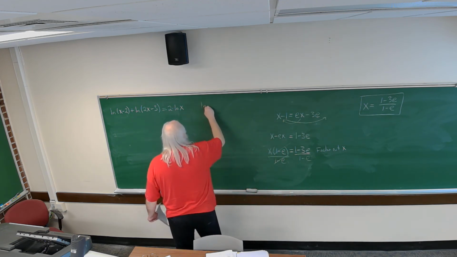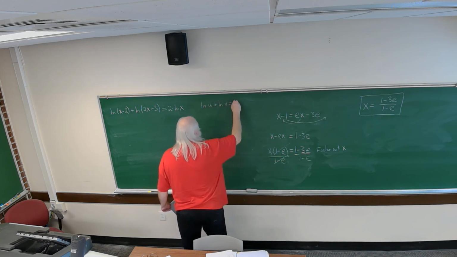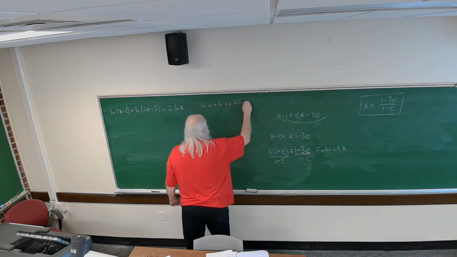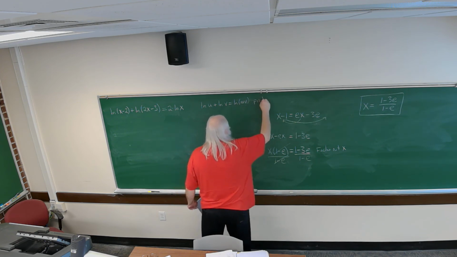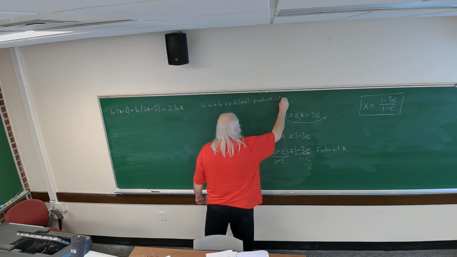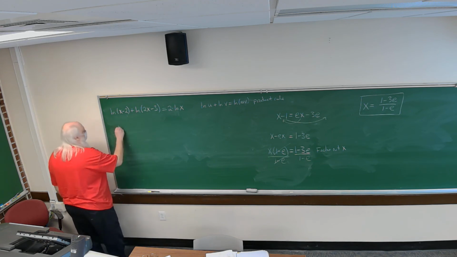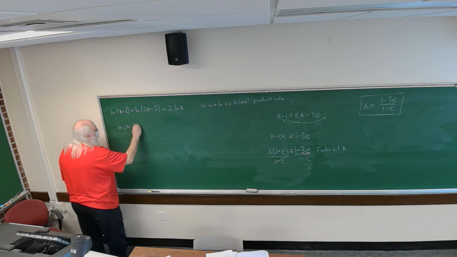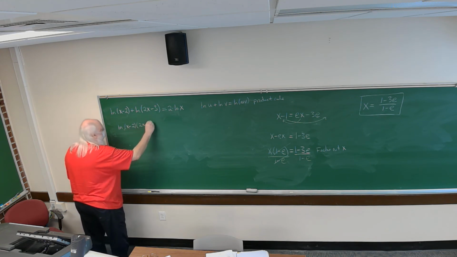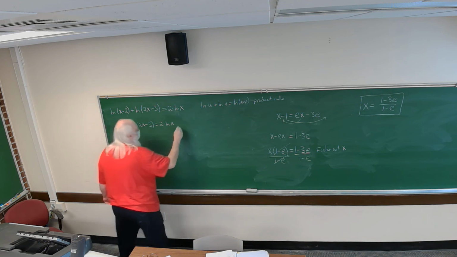Remember the product rule. The natural log of u plus the natural log of v is equal to the natural log of u times v. So this left-hand side is equal to the natural log of x minus 2 times 2x minus 3 via the product rule.